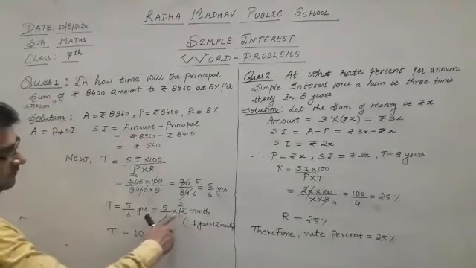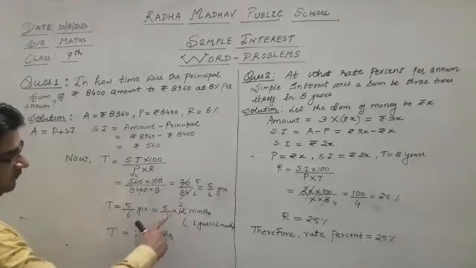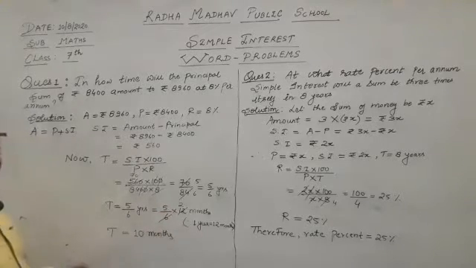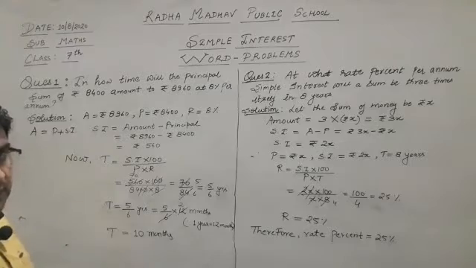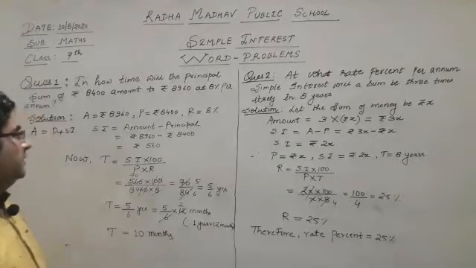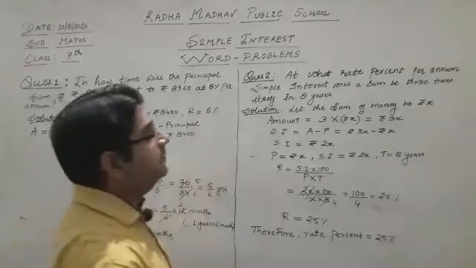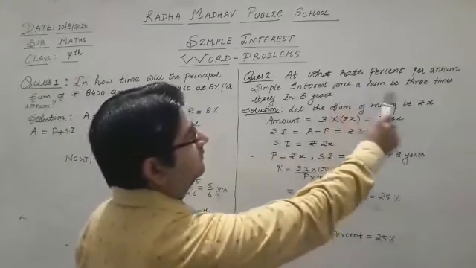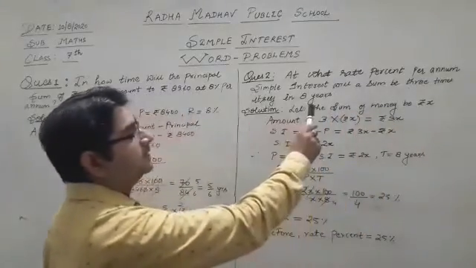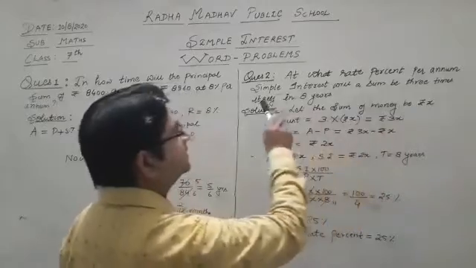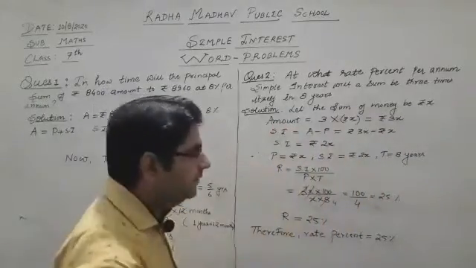So now dividing this 12 by 6, we get 5 into 2. 5 2s are 10 months. So the answer is 10 months. Time is 10 months. Now in question number second, at what rate percent per annum simple interest will a sum be 3 times itself in 8 years?